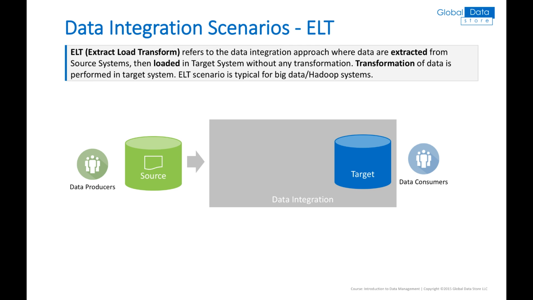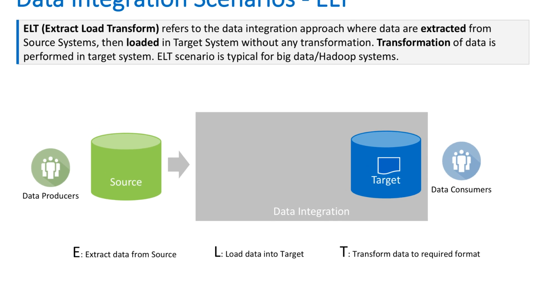Same as in the previous scenario, the process starts with data extraction from operational sources, which refers to letter E from the ELT abbreviation. As a next step, data are loaded into the target system, in its native format, without any transformation. That refers to letter L in ELT abbreviation. Finally, data are transformed in the target system in order to fit data consumer requirements. That refers to letter T in ELT abbreviation.